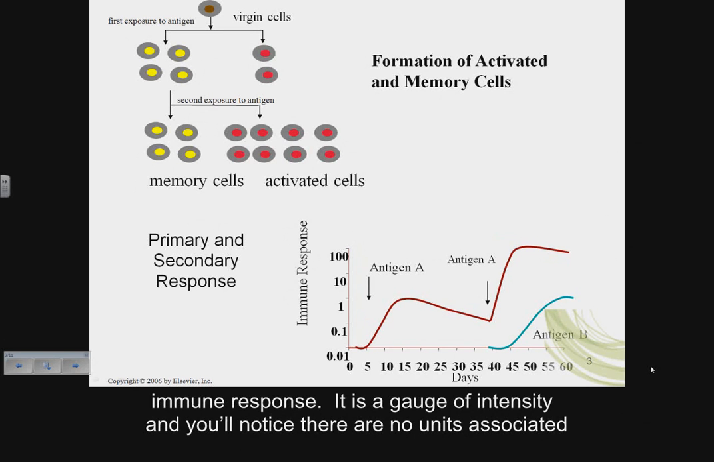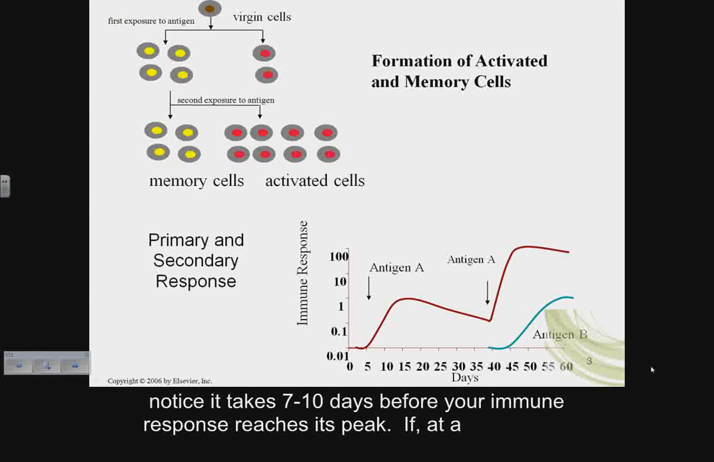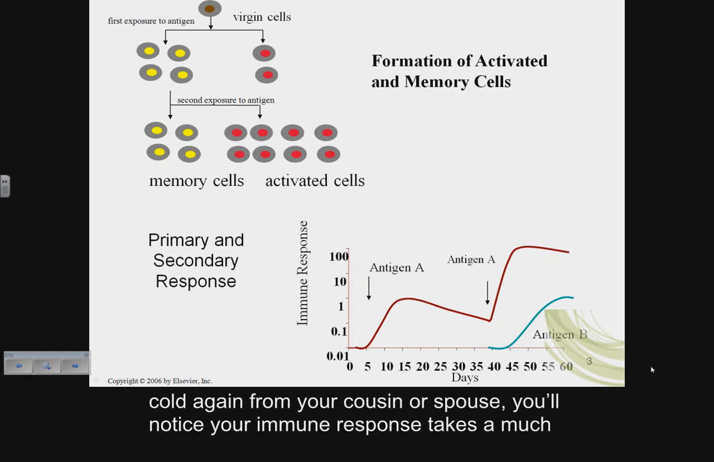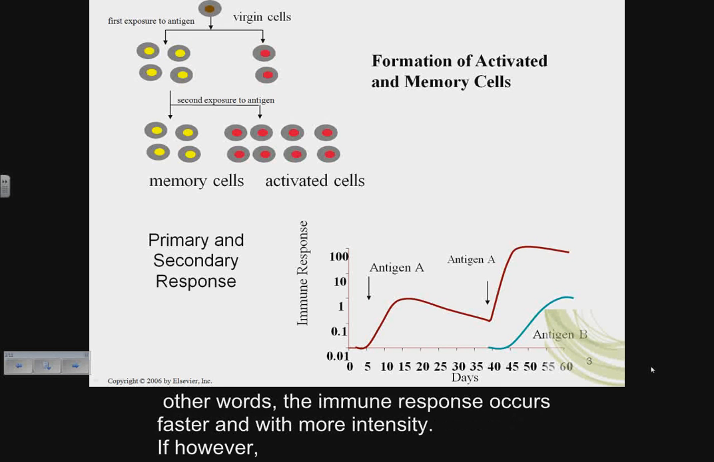It is a gauge of intensity, and you'll notice there are no units associated with this axis. If antigen A is introduced into the body on day 5, you'll notice it takes 7 to 10 days before your immune response reaches its peak. If at a later date antigen A is reintroduced into your body, say because you catch the same cold again from your cousin or spouse, you'll notice your immune response takes a much shorter time to respond to that antigen. Additionally, it responds with more vigor. In other words, the immune response occurs faster and with more intensity.